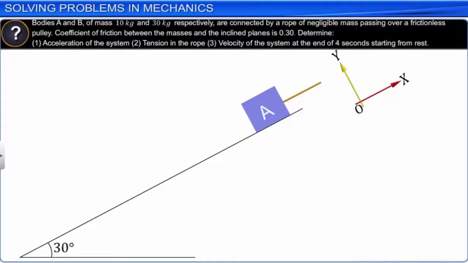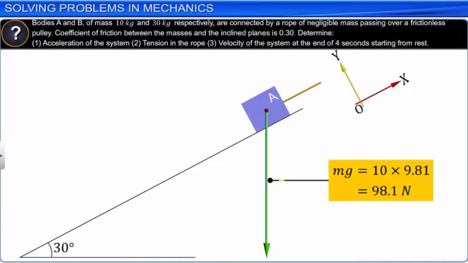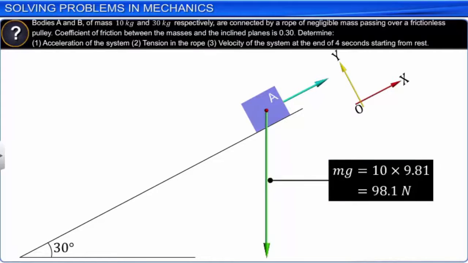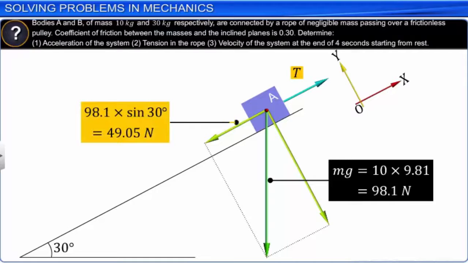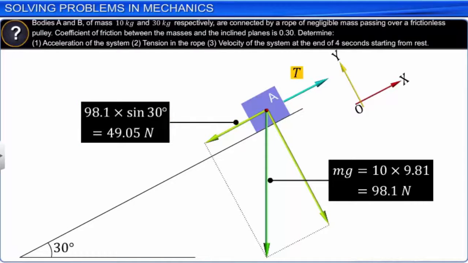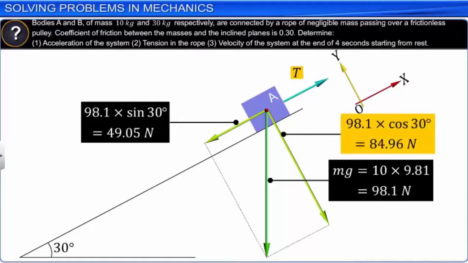Then, we denote the forces on body A, which are its weight, mg, or 98.1 newtons, and tension in the rope, T, which is unknown. Next, we resolve the weight of body A along x and y coordinates. The x component is equal to mg sine theta, which is equal to 49.05 newtons. Similarly, the y component is equal to mg cos theta, which is equal to 84.96 newtons.